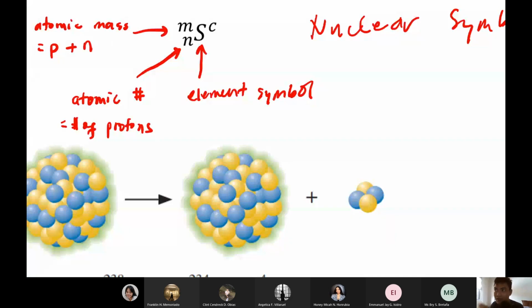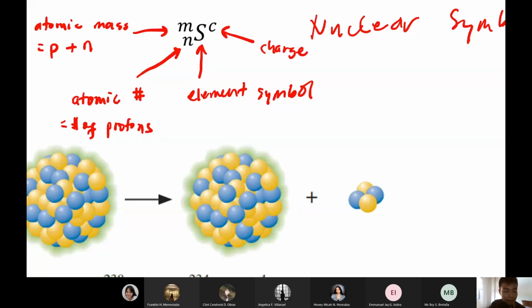It doesn't have significant mass, no? Compared to the proton and neutron. Kaya, hindi siya sinasama sa atomic mass. Okay? So, basically, itong number na to ay proton plus neutron. Okay? So, atomic mass, proton plus neutron. And then, itong nasa top right, this is the charge.